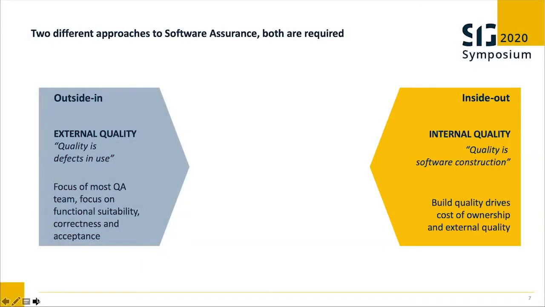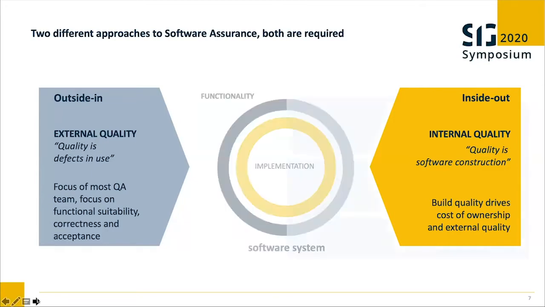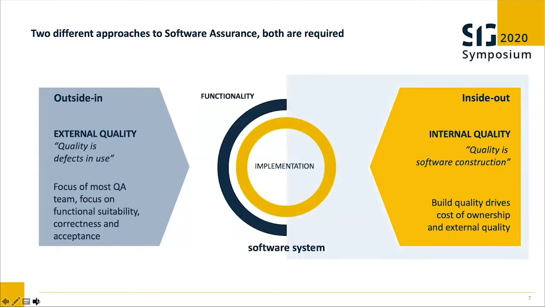So let's first define what we're looking at. There are two main different approaches to software assurance. One is looking from the outside, let's call this external quality. This is the defects in use. It looks at the functional suitability. Is the software correct? Is it to be accepted by the users? But we are looking today mostly at the internal quality. So we look at the quality of the software construction, because this drives cost of ownership. This drives the external quality.